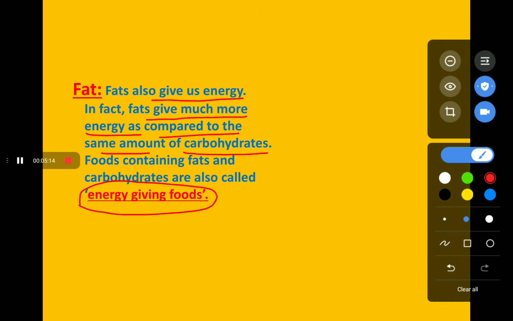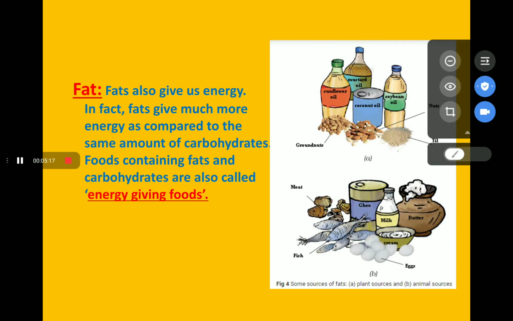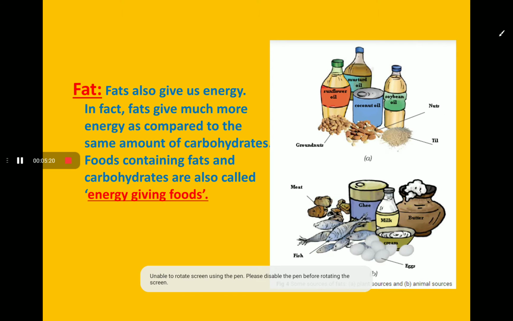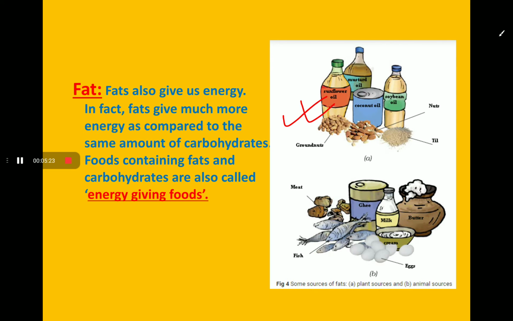Here are some sources of fats. In figure A, you can see the plant sources of fats: sunflower oil, mustard oil, coconut oil, soybean oil, groundnuts, nuts and seeds. These are examples of plant sources of fats. Now, the animal sources of fats: meat, fish, eggs, ghee, butter, milk, etc. All are animal sources of fats because we obtain all these from animals.